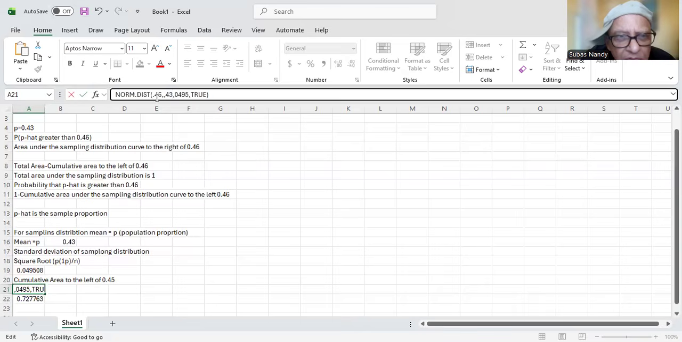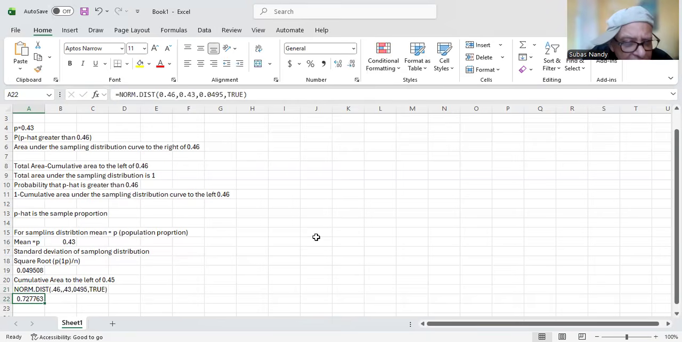So first is the x value, next is the mean value. X is 0.46. We want the cumulative area up to 0.46. Mean is 0.43 given to us, population proportion, comma, standard deviation we calculated 0.0495, and then true. Okay, and the answer is 0.727.